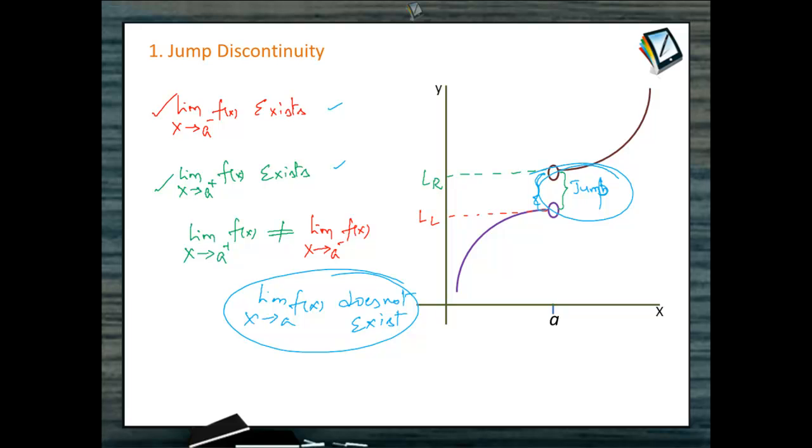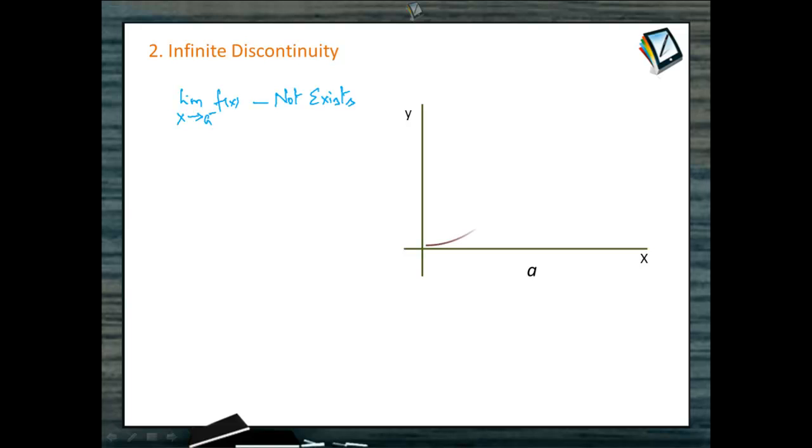What was the second type of essential discontinuity we have seen? That is infinite discontinuity. Now what happens in this infinite discontinuity? At the point A, when I calculate, maybe first case, limit x tends to a minus f of x may not exist. That means when you calculate the left-hand limit, the graph goes up to infinity. You cannot find the left-hand limit. Left-hand limit does not exist. Then the function exhibits infinite discontinuity.